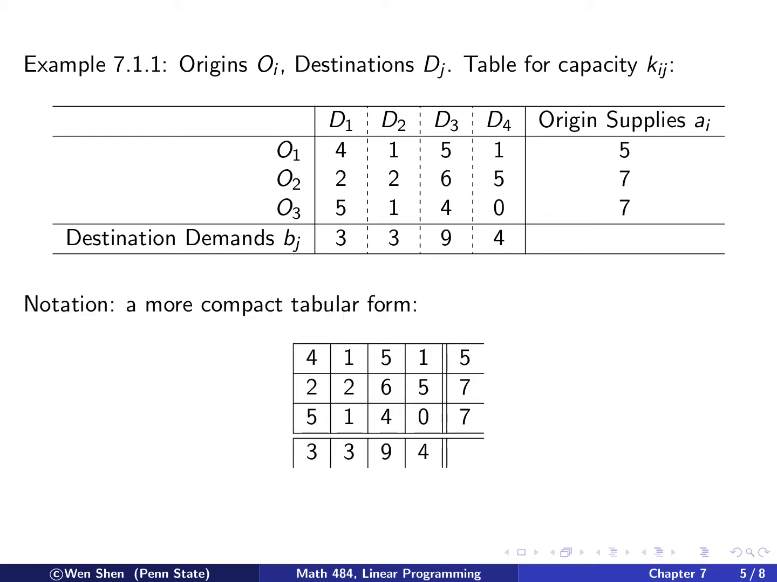If we make it a convention to always represent the data in this tabular form, then we have a more compact way of recording it. We can drop the D here and the O here, because the meaning of this table is understood. So we will be using this from now on.